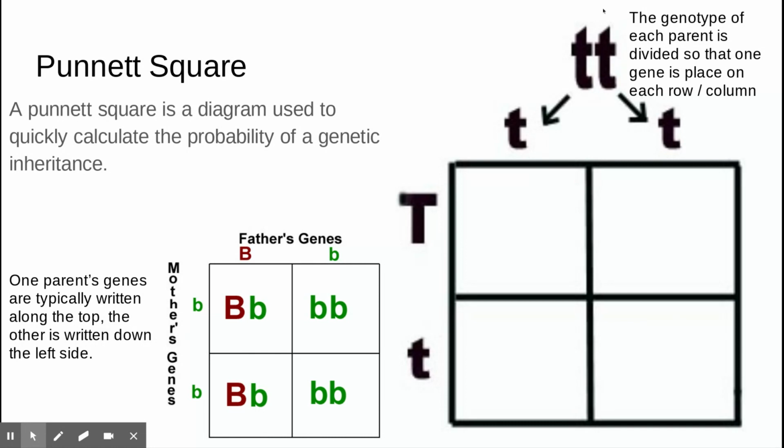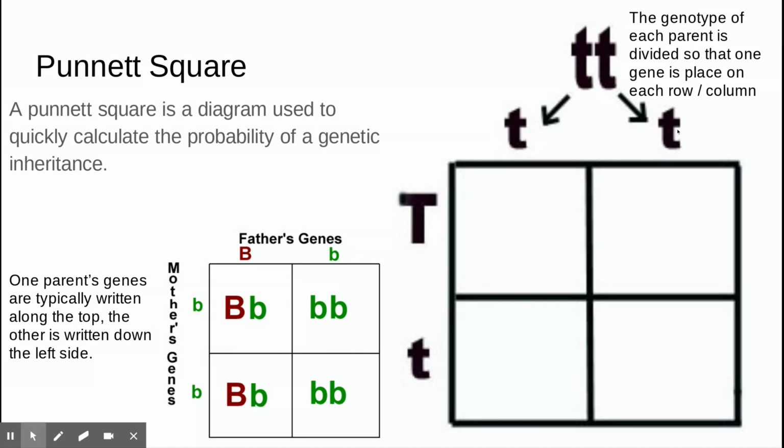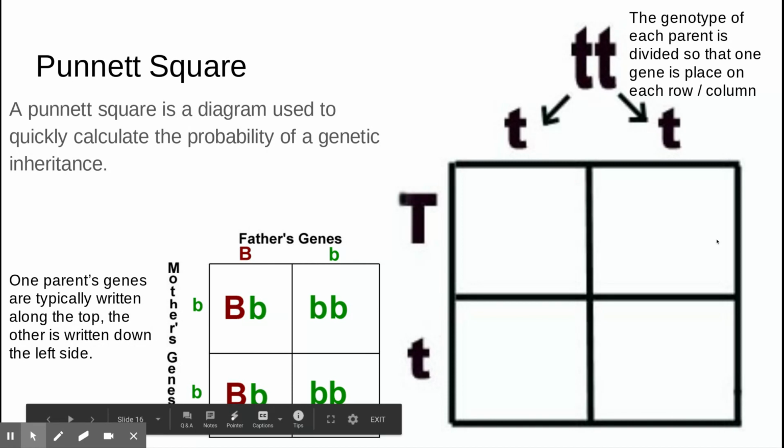What we're going to do is take the genotypes, or the combination of genes for each parent. We're going to put one on the top and one on the side. So we'll take them and divide them so that one gene, or one of the letters, gets placed on the top of each column and on the left side of each row.